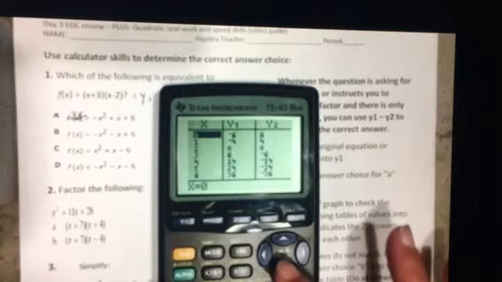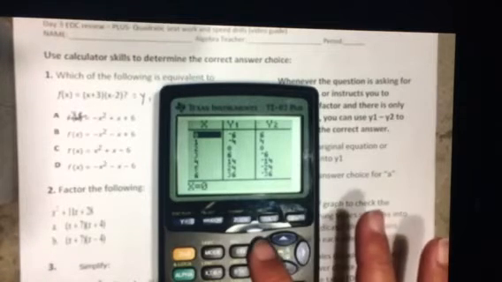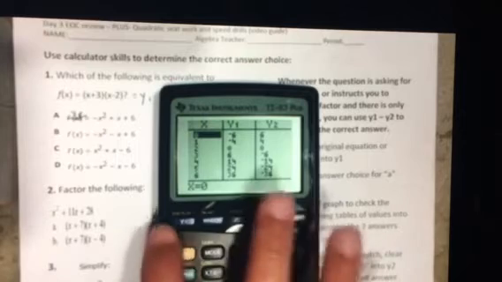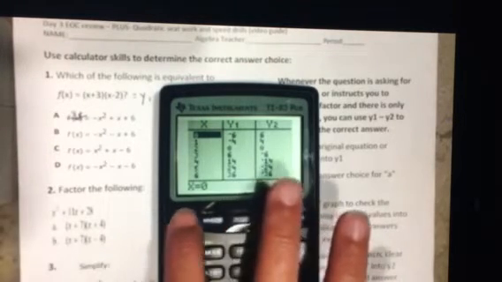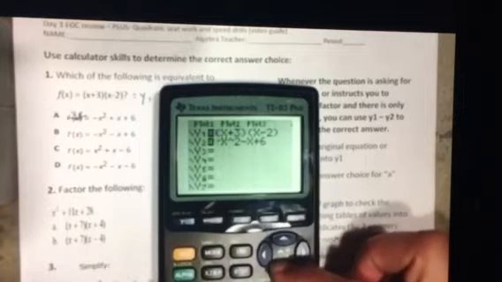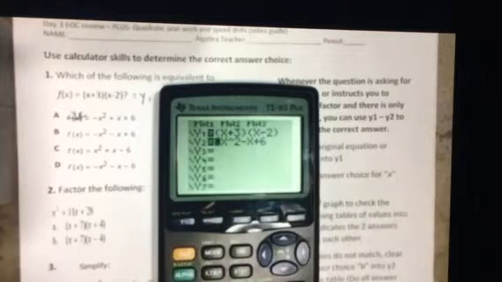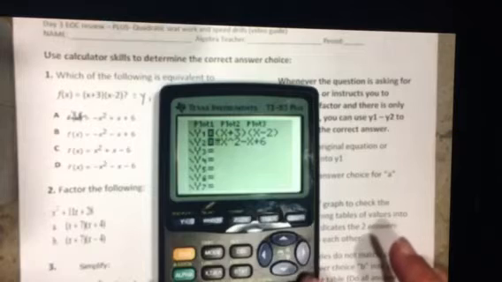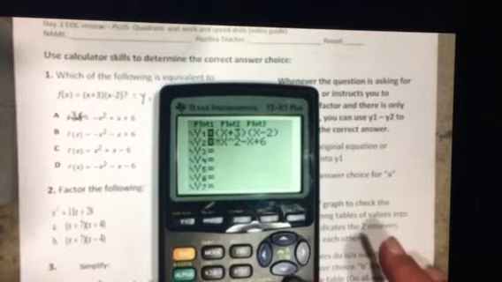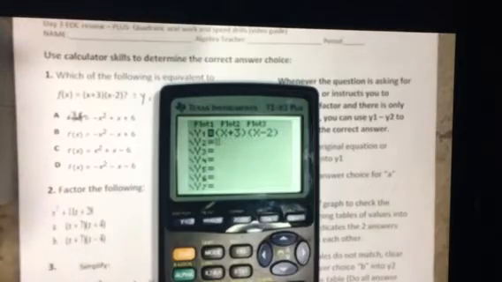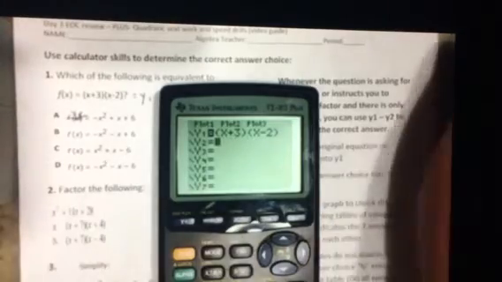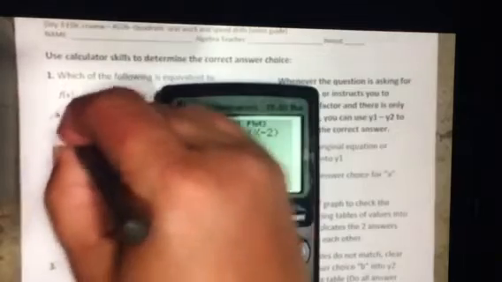Even if you think you found the right one, I would go ahead and put them all in, because sometimes they ask tricky questions about which one is factored completely, and you might have one answer in there that is factored but not completely factored, and it's going to give you the same table as well. So you have to know to keep going and find another one maybe. Clear out y2. It is not a, it is not b.